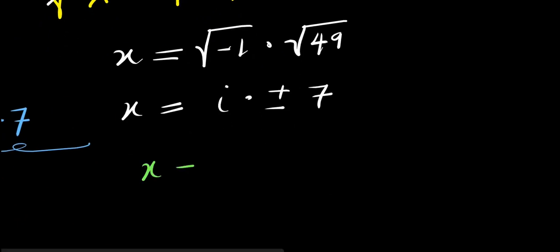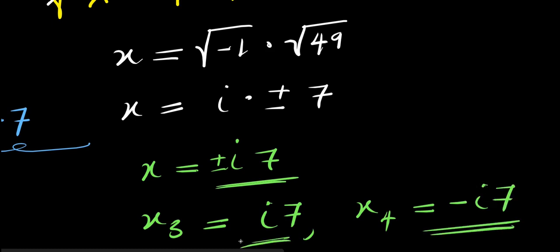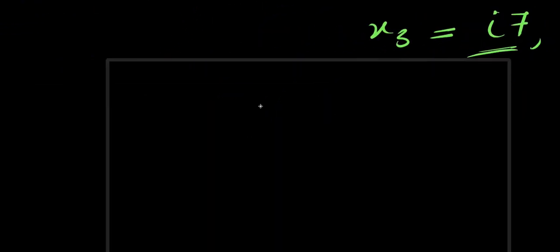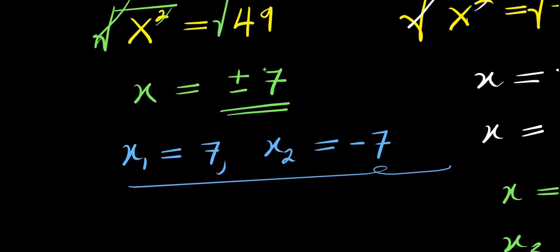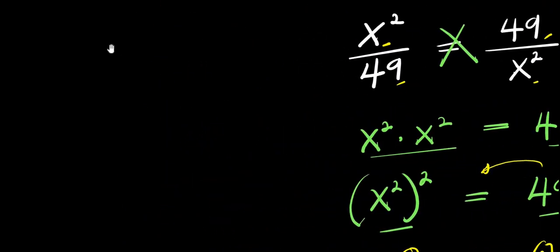So from here we have x equals plus or minus i times 7. So my x3 will be i7, and x4 will be negative i times 7. So these are the two complex values, and also these are the two real values for x, making it 4 values or 4 solutions. So let's verify for each of the solutions.